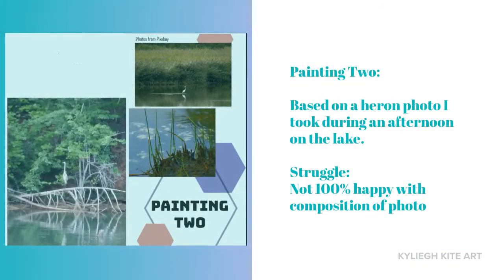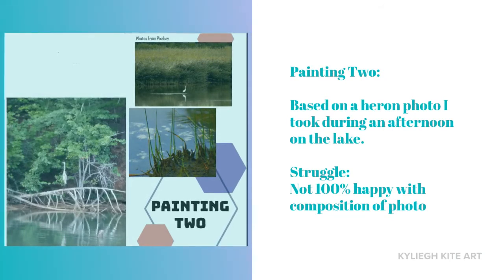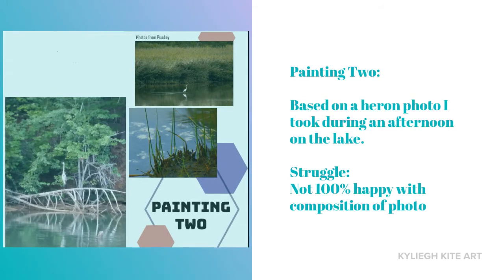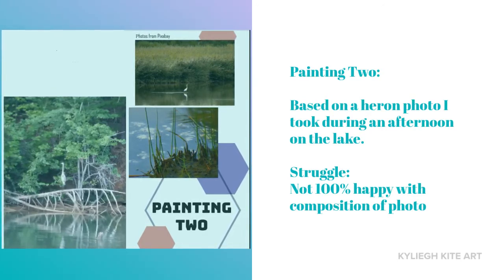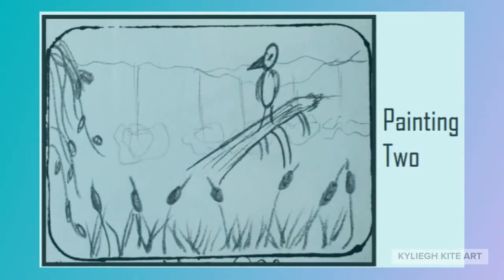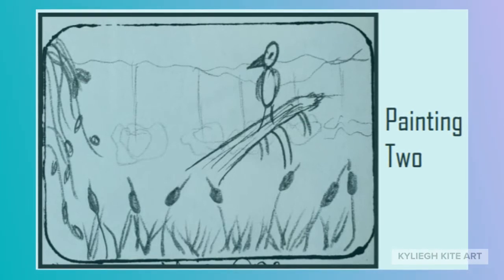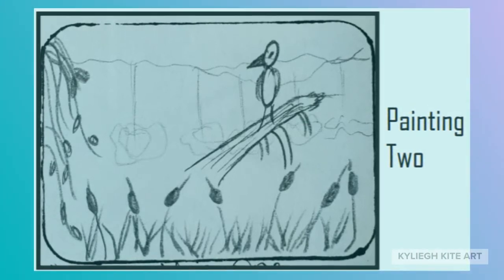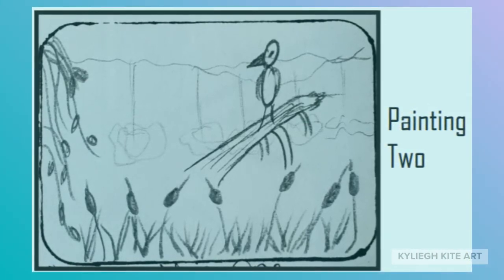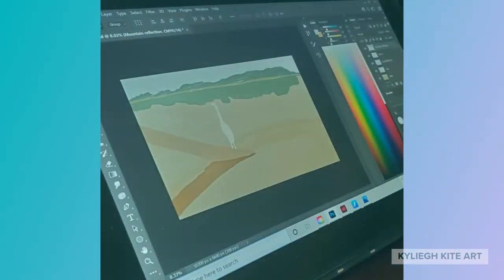This photo or painting was going to be based on a heron photo that I took during an afternoon on the lake as a family. My struggle was that I was not 100% happy with the composition of the photo, so definitely was going to have to make some adjustments there. And just like painting 1, painting 2 required that I did several thumbnail sketches and took some time in between. This was the final composition that I was going to shoot for initially.